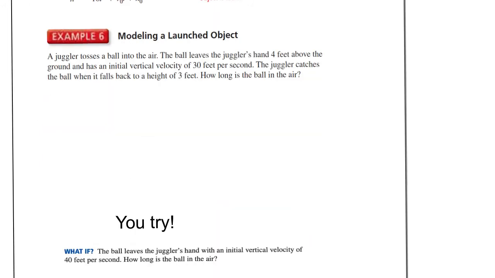So we have example 6. Modeling a launched object. So remember, launched, launched. So a juggler tosses a ball into the air. The ball leaves the juggler's hand 4 feet above the ground. So that would be h sub 0, because that's the beginning height. So 4 feet is my beginning height. In fact, I'll cross that off just so you can see 4 feet above the ground. It has an initial velocity. So initial velocity, that's v sub 0, is 30.